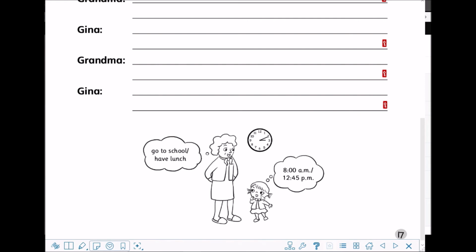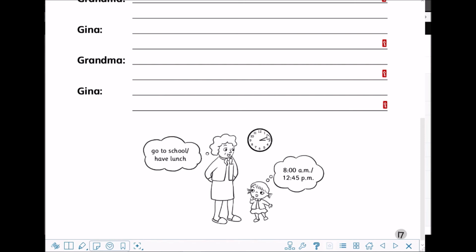Gina is thinking, oh, 8 o'clock a.m. So in the morning, and 12:45 p.m. that means in the afternoon. Because we are having lunch, so it's in the afternoon. And then you can see the big clock there, so it's 3 and then 2, so it's 3:10.